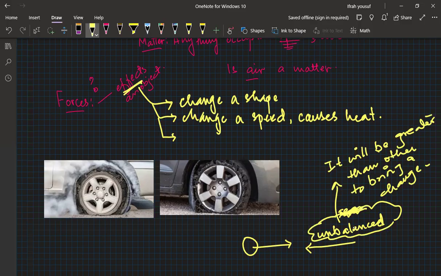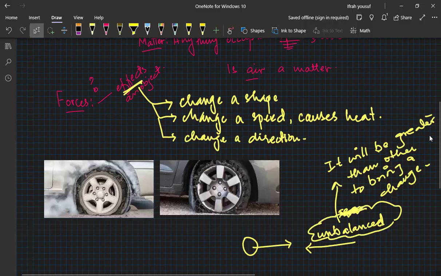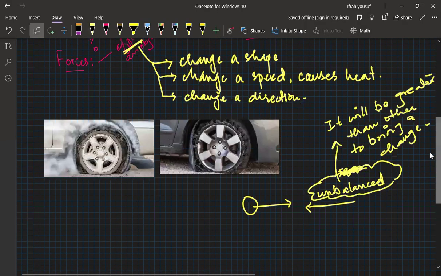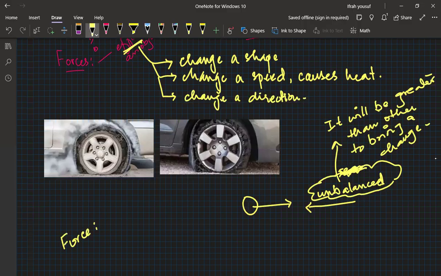Okay. All right. So what will be the definition of force? I mean, what do you understand by force? Okay. Force can change a speed, can change a shape, can change a direction. Yes, you said this. Change a direction. Right. Okay. So what should we say whenever we apply force? Either we pull or push, right? We always push or pull. Okay. So force is what? Force is what? Push or pull, right?